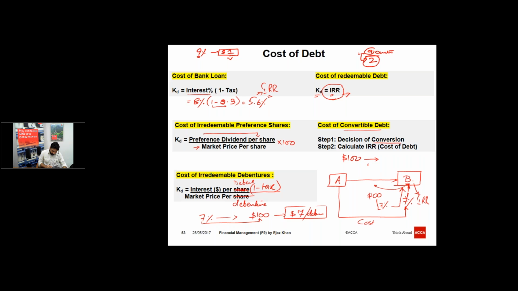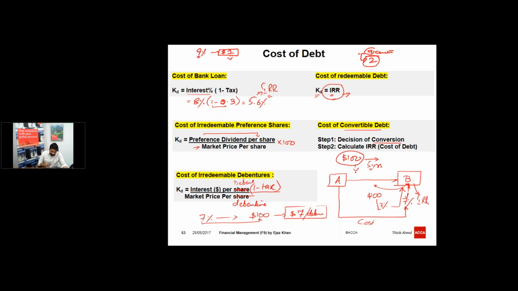It has a 5 years life. After 5 years, the investor will have the option of getting these $100 back or taking shares against these $100. So it will have the option of converting debt into share capital, but it will be at the discretion of the investor and not the company.